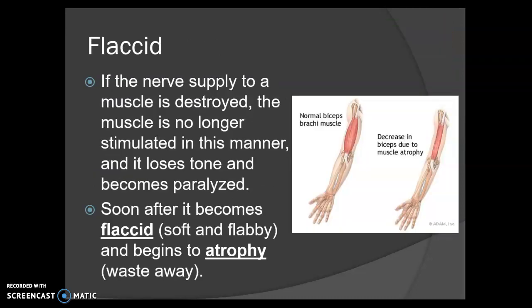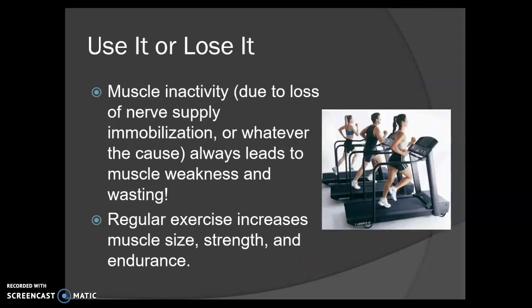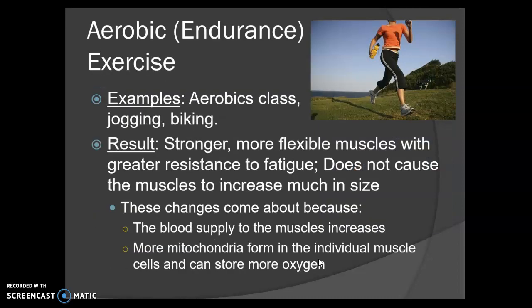Now, if you don't have nerve impulses to the muscle at the neuromuscular junction, then you're going to get flaccidity, which means the muscle is really soft and flabby. And if that happens over time, you're not going to be using that muscle. And so over time, when muscles aren't used, they go through what's called atrophy, which basically means you lose the tissue and the muscles get smaller. So that happens without use. It's important to keep your muscles moving and active.